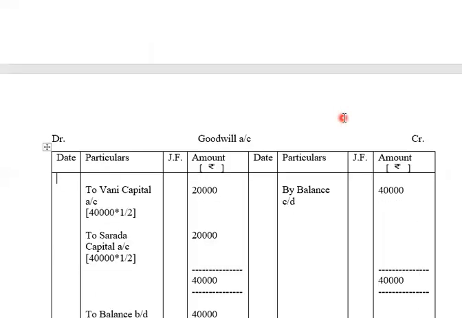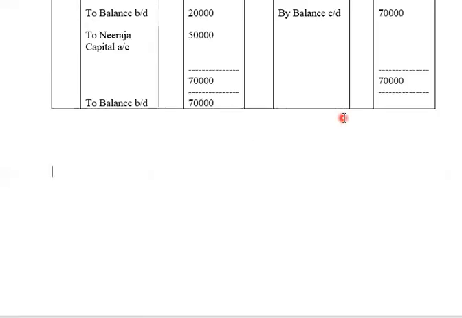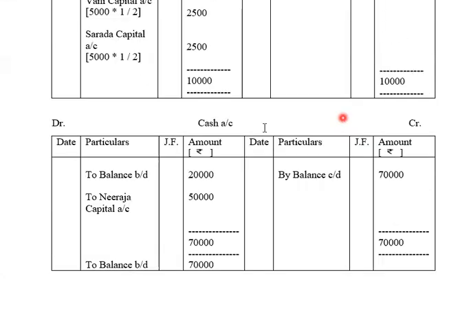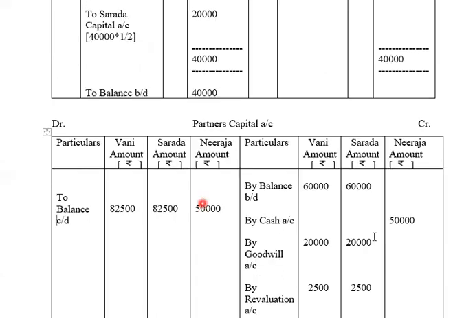Then new partner Nirja is paying for capital 50,000. So in cash account, we have recorded the name of Nirja capital. Now in Nirja capital account, we'll be writing the name of cash. Here it is recorded on debit side. There it will be recorded on credit side as by cash account 50,000.